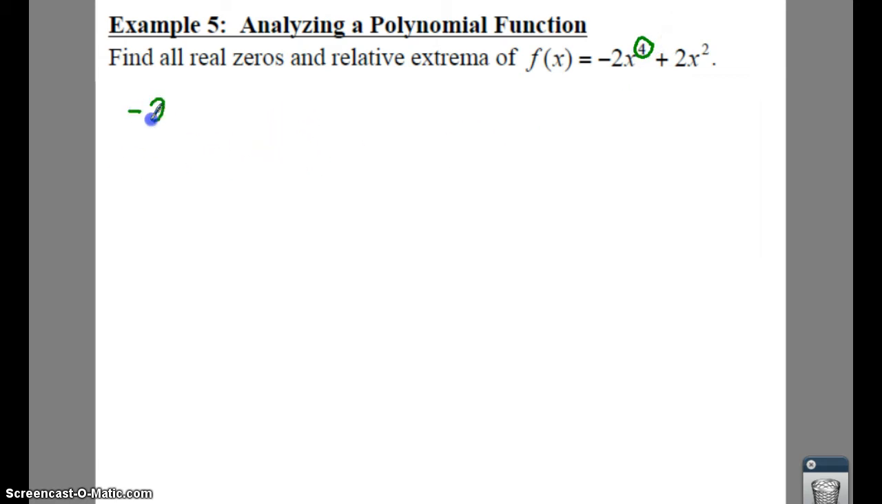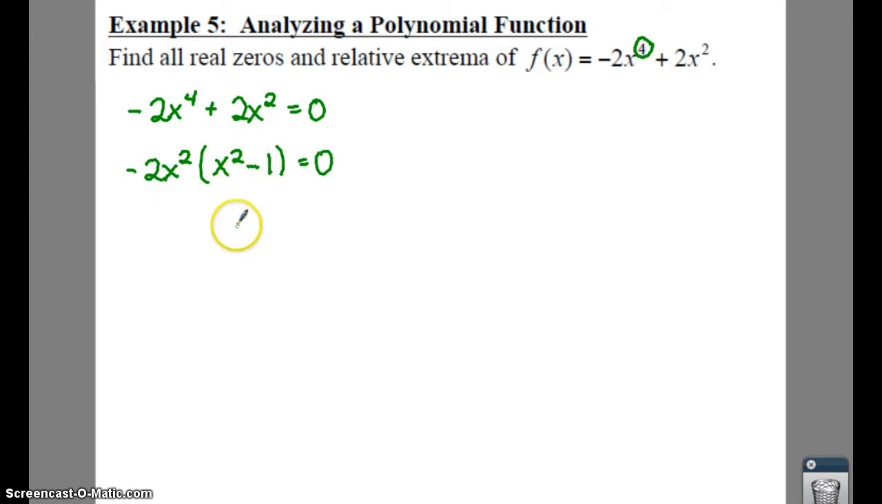So if we take our function, negative 2x to the 4th plus 2x squared, and set this equal to 0, we can take out a negative 2x squared. When we do that, we have left over x squared minus 1 equals 0. Once we get down to x squared, you can set each of these equal to 0, or you could even factor this a little bit further. This is a difference of squares, and you can make that x plus 1, x minus 1. But we're just going to set negative 2x squared equal to 0, and x squared minus 1 equal to 0.